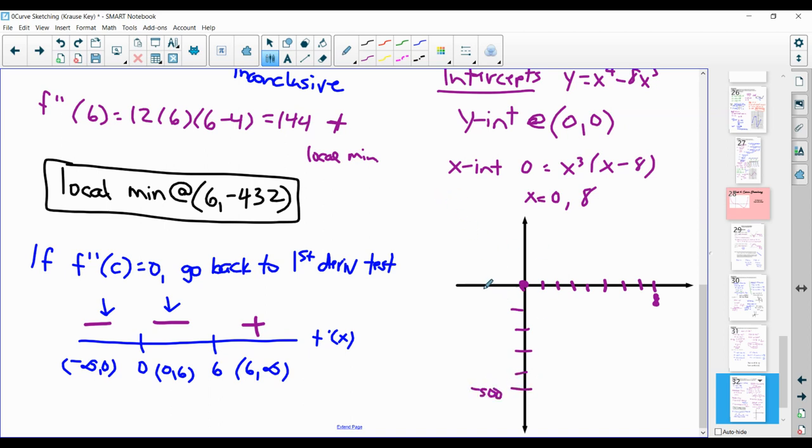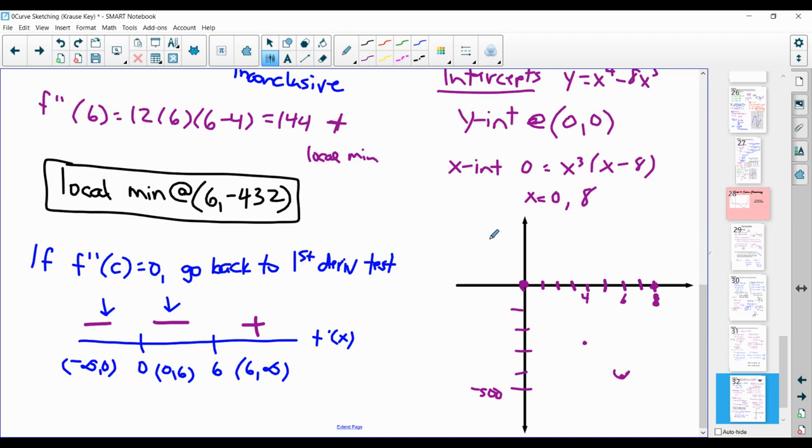Looking at our points, we have a local minimum at 6, negative 432. So here's 6, negative 432, 1, 2, 3, 4, happening right about there. That's a local minimum. We know the graph is curving somehow there, and we know we're crossing here. And then we have 2 points of inflection. We have a point of inflection here at 0, and we have a point of inflection at 4, negative 256. So there's 4, negative 100, 200, so 256 would be about here.